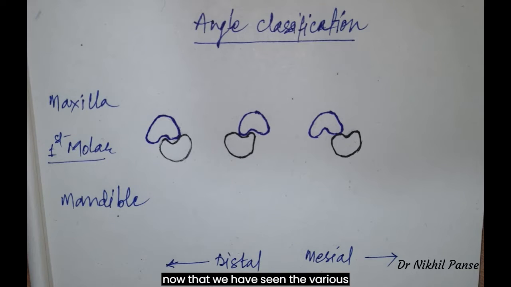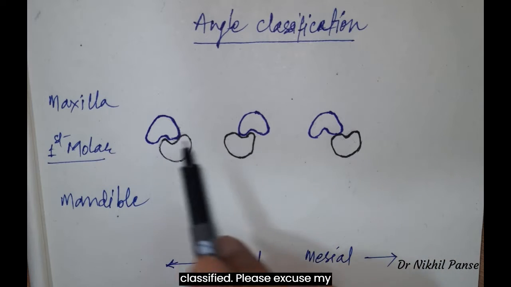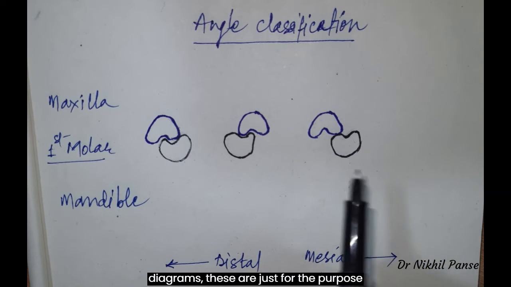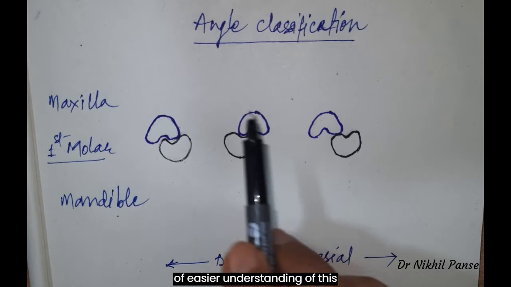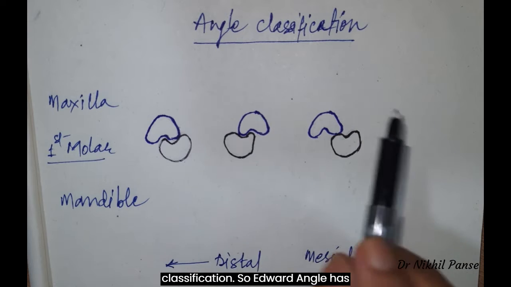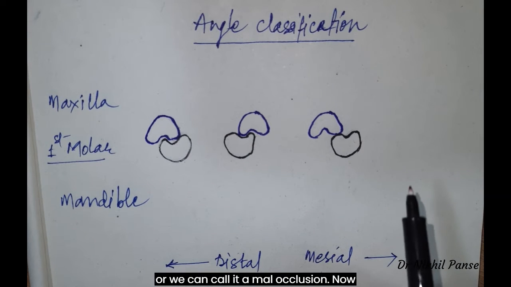Now that we have seen the various terminologies which have been used for the angle classification, we'll actually see how it is classified. Please excuse my diagrams. These are just for the purpose of easier understanding of this classification. Edward Engel has proposed this classification of occlusion, or we can call it malocclusion.